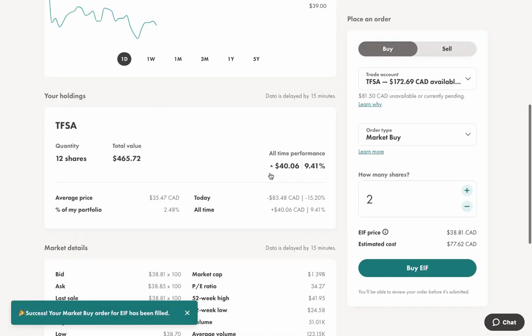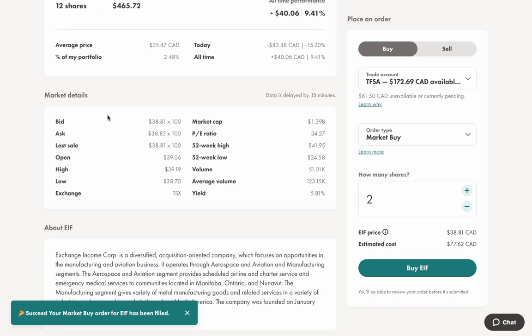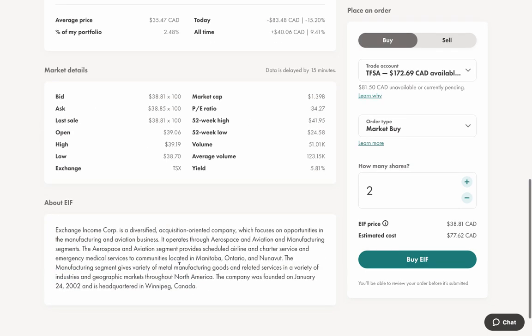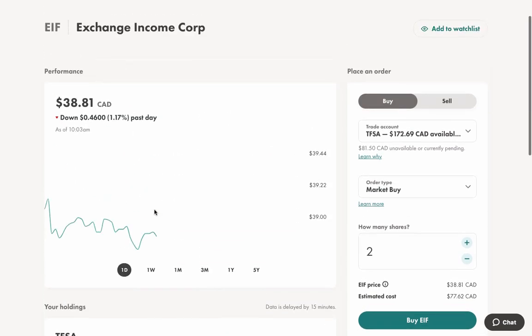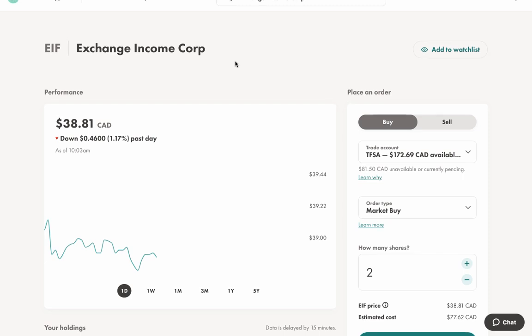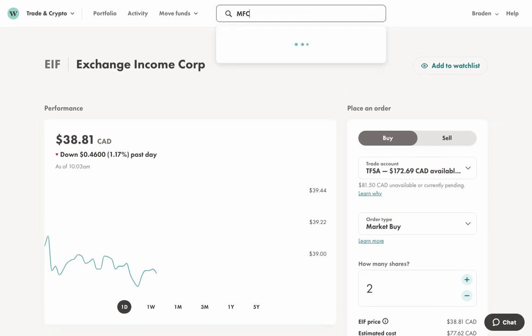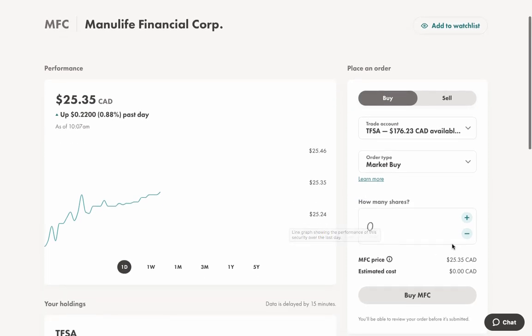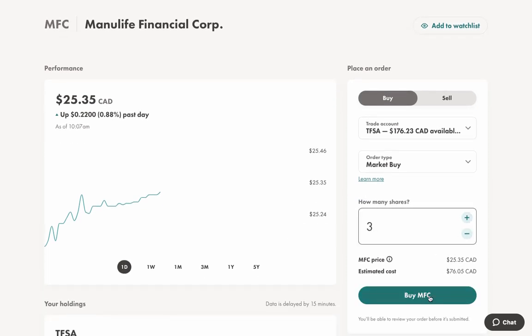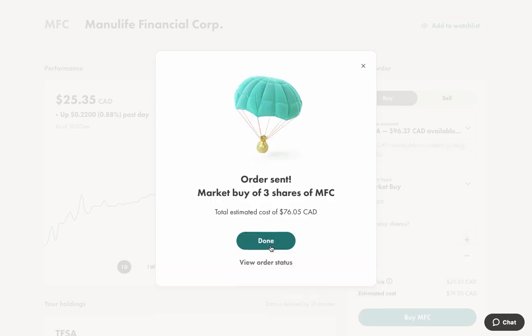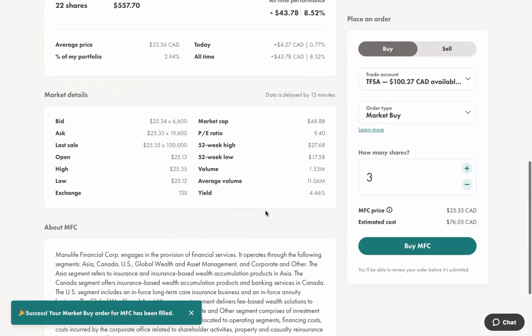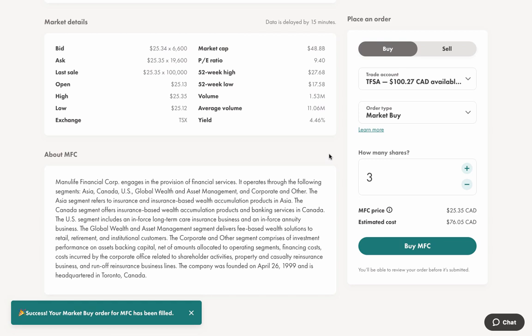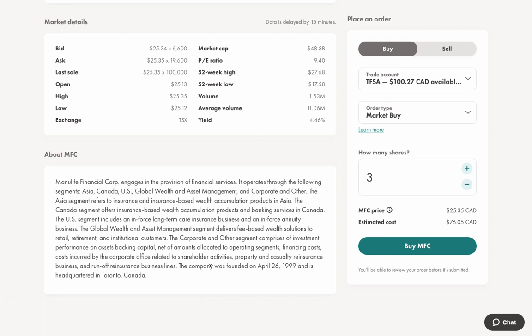If you're curious about any of these, in Wealthsimple Trade, they also have some of this information, like the basic market details and a little bit about each company down here. So maybe that's good to read if you're curious about any of these companies that I'm buying. But we can just jump into the next one, which is Manulife Financial, MFC. These guys are around $25 each, and I would like to take three at a market buy. So we'll place that order. And again, we can come down here and just get a quick snapshot of what's going on with these guys, the market details, and a little bit about some of the services that they offer.